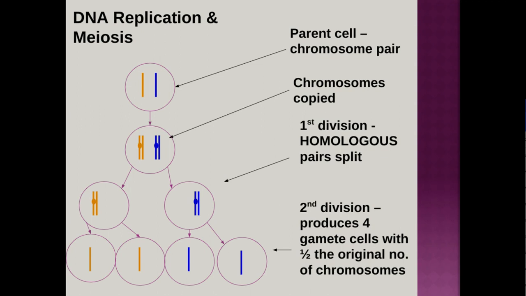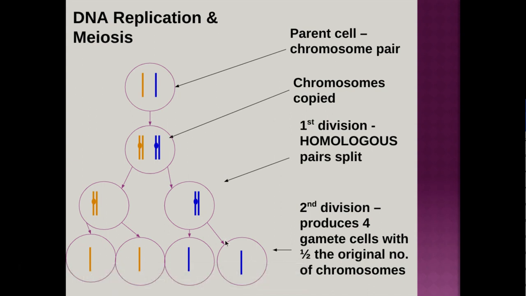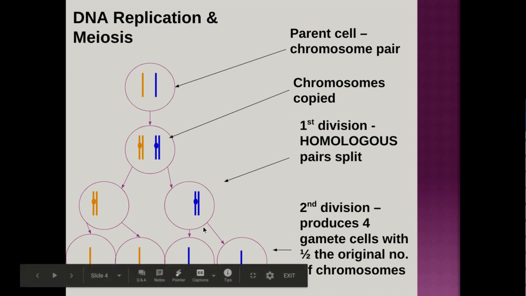Then the second round of division is a lot like mitosis. We split the sister chromatids into different cells. So here we already have half the number of chromosomes. The second round of division will split the copies.